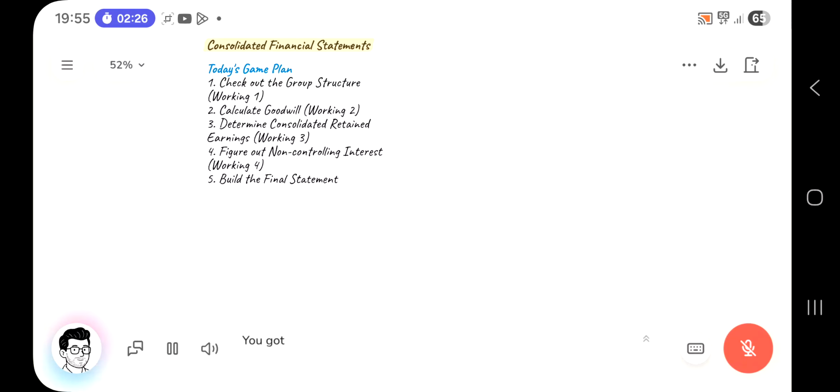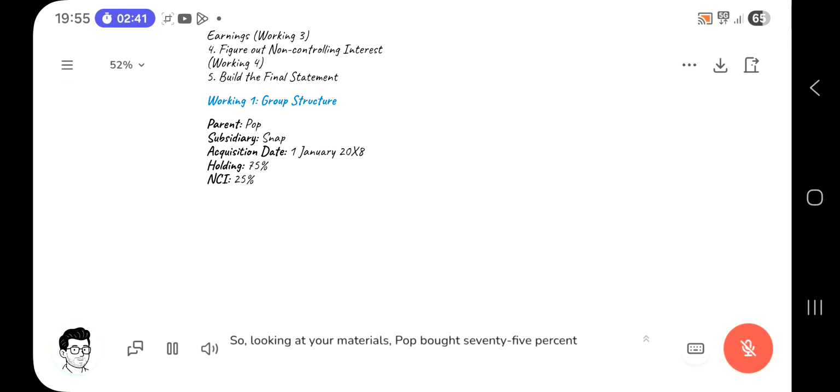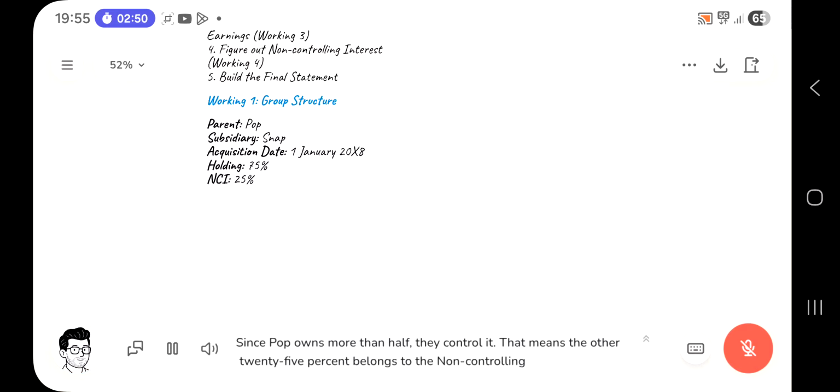You got it. Step by step is the best way to make sure nothing slips through the cracks. We're going to start with the foundation, the group structure. So, looking at your materials, Pop bought 75% of Snap. Since Pop owns more than half, they control it. That means the other 25% belongs to the non-controlling interest, or NCI.